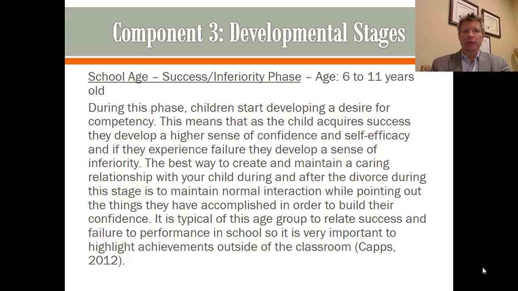The next phase, school age, success versus inferiority phase. So this is 6 to 11. During this phase, children start developing a desire for competency. This means that as the child acquires success, they develop a higher sense of confidence and self-efficacy. And if they experience failure, they develop a sense of inferiority. The best way to create and maintain a caring relationship with your child during and after the divorce during this stage is to maintain normal interaction while pointing out the things that they've accomplished in order to build their confidence.